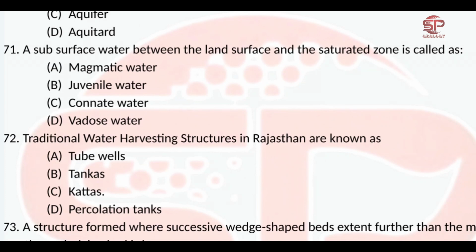Subsurface water between the land surface and the saturated zone is called vadose water. It is water in the unsaturated zone. So the answer will be vadose water. Then connate water is the stratigraphic, sediment water trapped within the sediments. Then juvenile water is also called ascending water. Then magmatic water is produced from magmatic reaction. Juvenile water and magmatic water are the same.